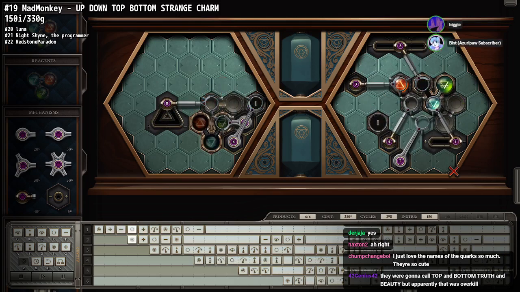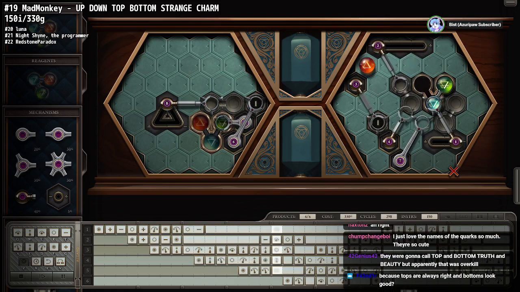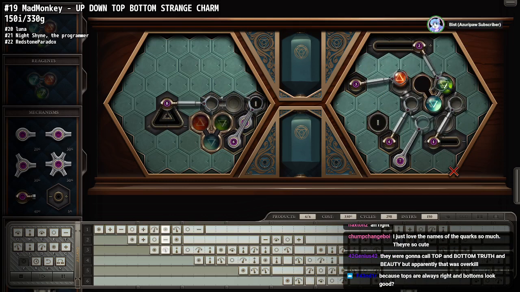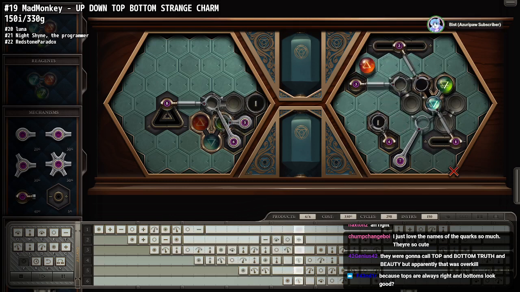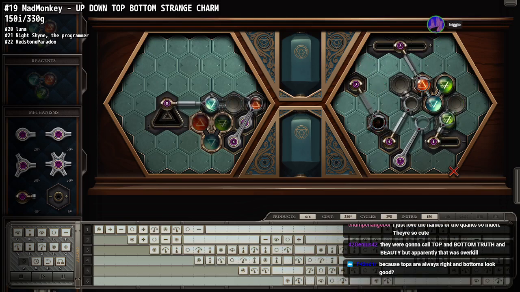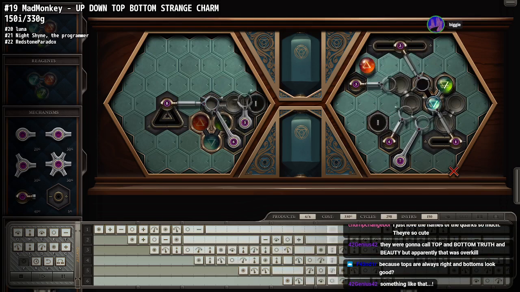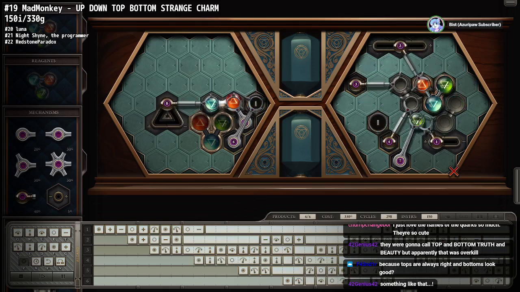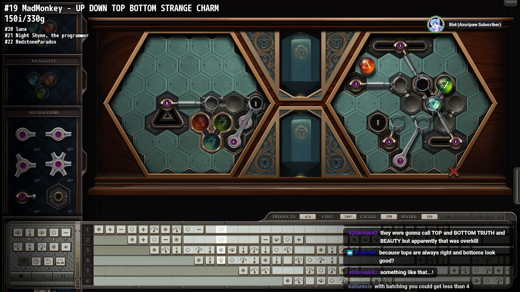Oh yeah, people mentioning in the chat how the names of quarks are so cute. They are. Especially when you see people's interpretations of them in drawings. Oh gosh, yeah. Cartoonifying subatomic particles is a very human thing to do. Tops are always right and bottoms look good. I have no idea what that's supposed to mean.